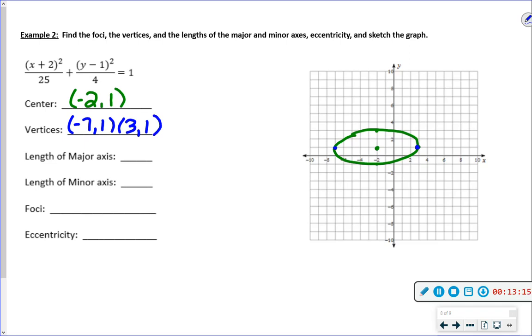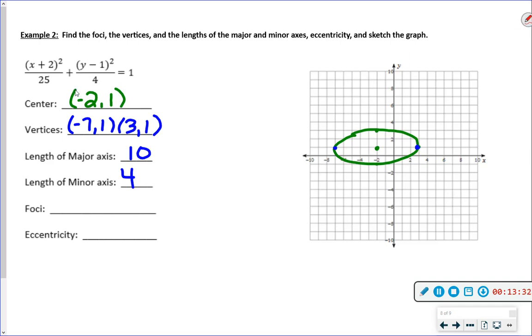How long is the major axis? How wide is it? 10. Move at 5 and 5. How tall is it? 4. 2 up, 2 down. So I'm going to do the foci like normal, and then we're going to add on that eccentricity thing here in a sec.